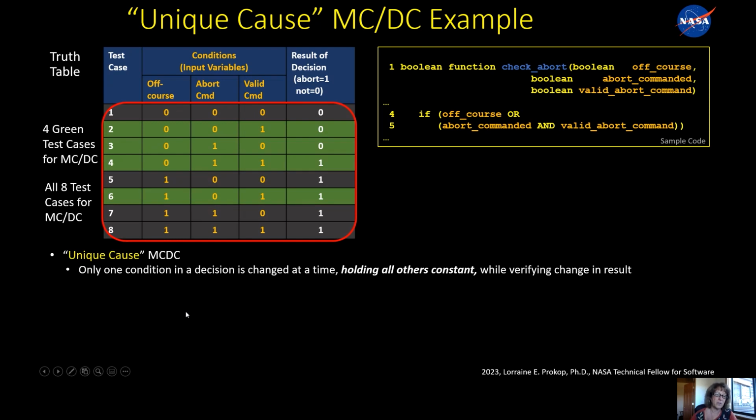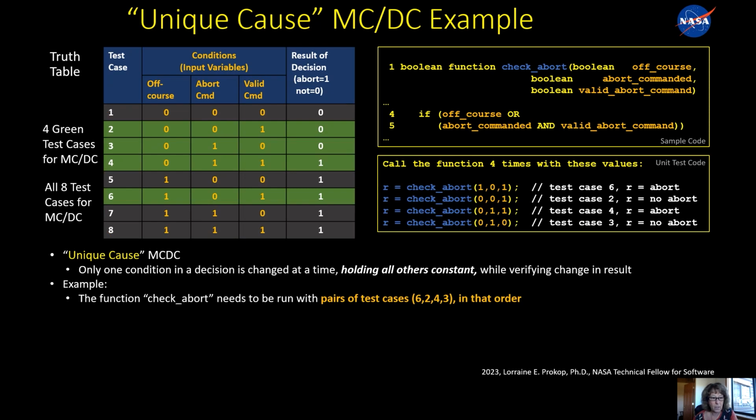So unique cause MCDC, this is the definition. Only one condition in a decision is changed at a time when you test it, and you keep the others constant while verifying that the result changed. So here's an example, and I popped up some code here. This represents 4 times that you would have to call this function, and what values you'd have to pass in to fully MCDC test this function.